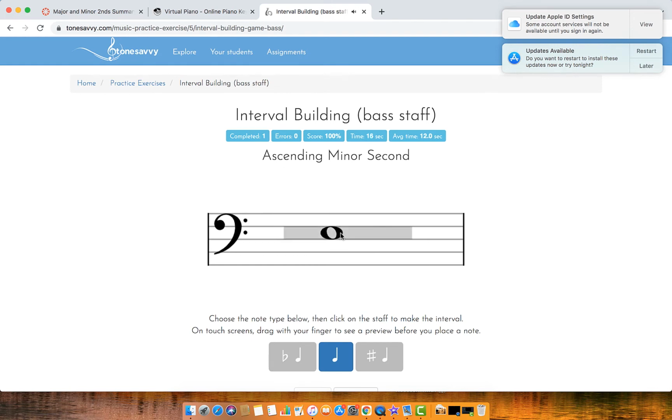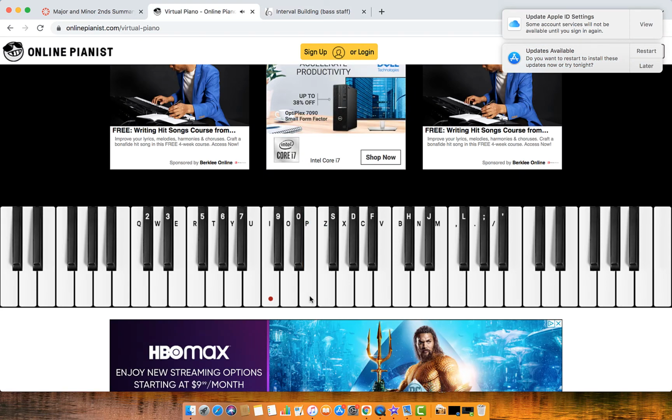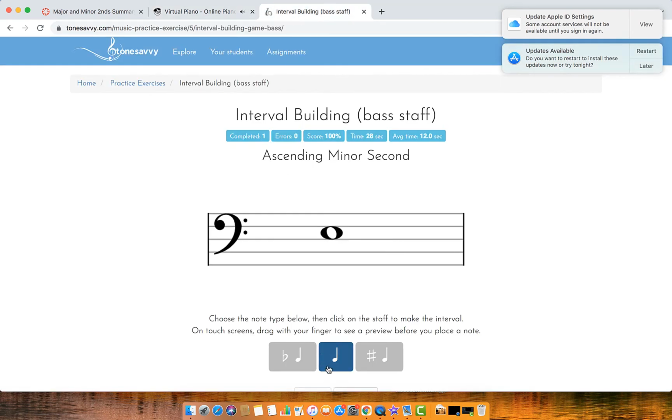Minor second above E. A minor second is a half step. Here's E. That's a half step. E, F, E, F. So therefore, a minor second above E is just F. Major second above B flat, well, we did that on the previous one, it's C. B flat, C. Do, re.